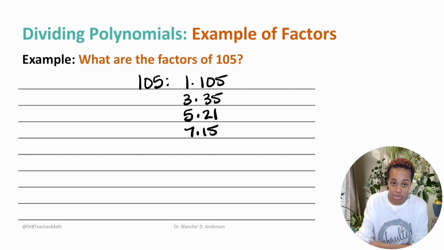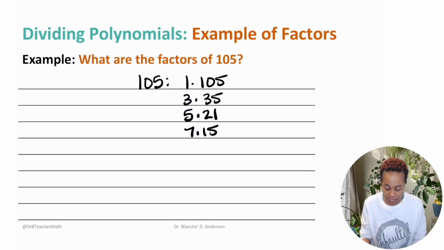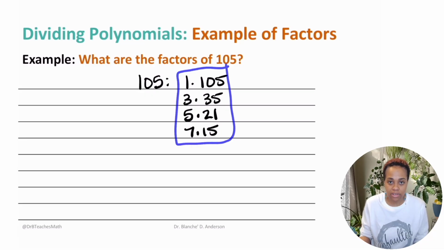And you're like, well, how do you know when to stop? Well, I'm looking at some of these numbers. So 15, that's 3 times 5, right? And then 21, that's 7 times 3. And then 35, that's 5 times 7. So I'm pretty sure we found them all. But these are all the factors of 105.